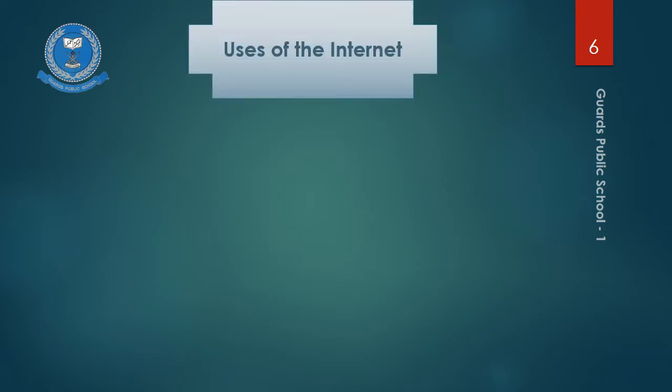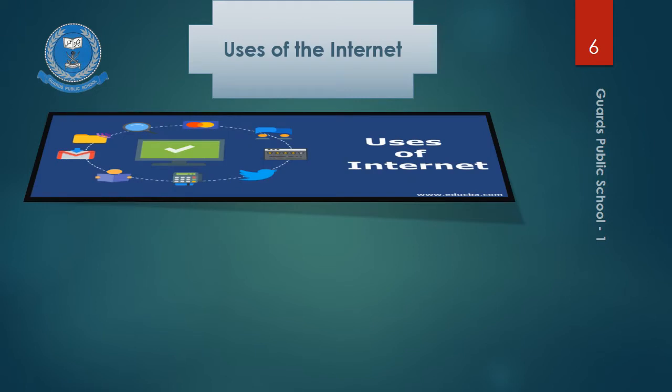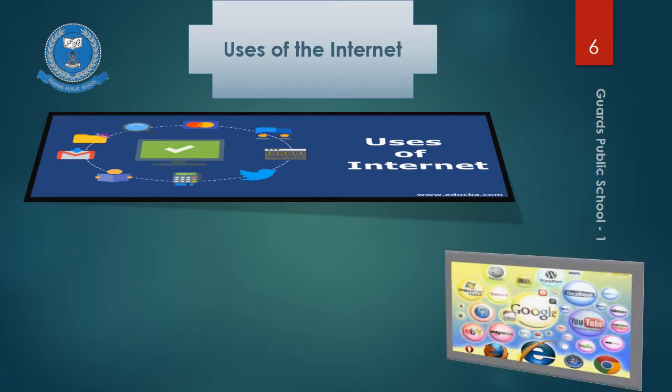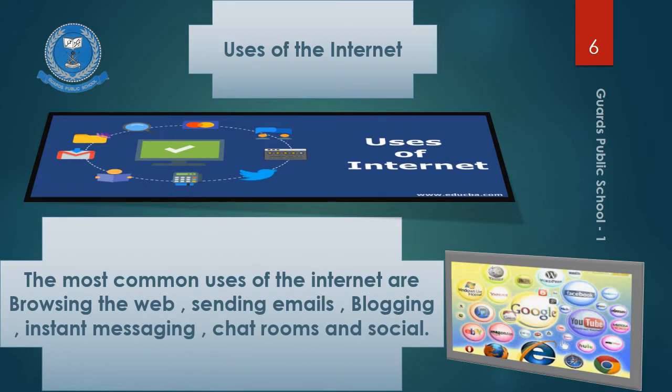Now let's come to the uses of the internet. There are a lot of uses of the internet, but in your syllabus, at the class 6 level, we have discussed a few uses in this chapter. The most common uses of the internet are browsing the web for information, sending emails, blogging, instant messaging, chat rooms and social media. Let's discuss each use in detail.